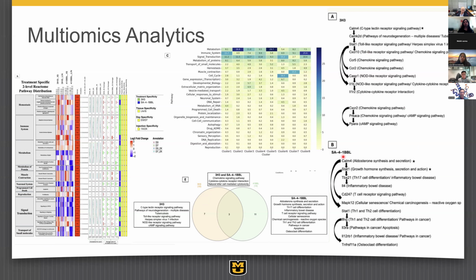So as you can see here, bottom is SA41BBL, this is 3H3. The connectivity that goes back and forth between these pathways is really what differs and explains the differences in the efficacy. And you'll see how many of them end up being common versus unique when you're looking at the different pathways that are involved in these two mechanisms.